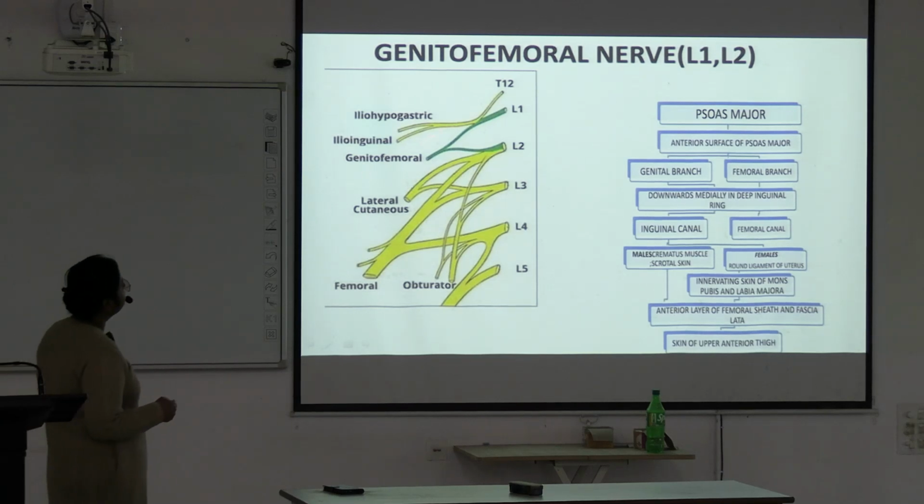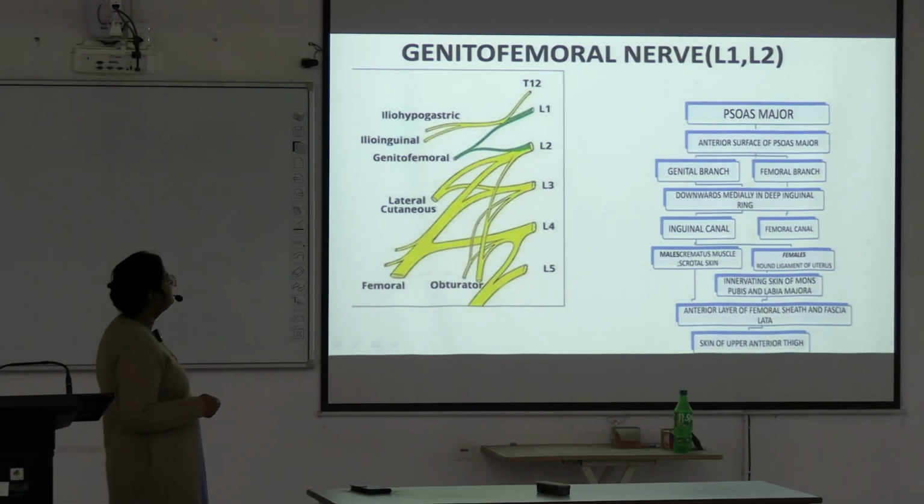Next we go to the genitofemoral nerve. Root value is L1 and L2. See, this green colored one is the genitofemoral nerve. It lies over the anterior surface of the psoas major muscle. Then it divides into a genital branch and a femoral branch, and they pass downward medially. The genital branch enters the deep inguinal ring. And the femoral branch enters the femoral sheath, lying in the lateral compartment of the femoral sheath.